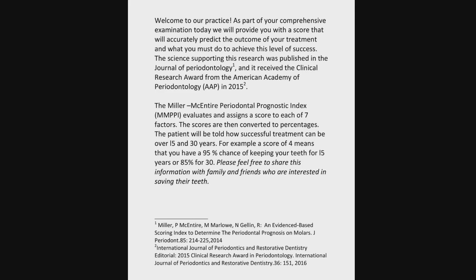It can be mailed to the patient in a pre-appointment packet. It can be given to the patient to read in the reception room before they come back, or it can be shared with them actually when they're in the operatory. But one thing, and this is very important, the patient needs to leave the office with the score sheet with today's score, the target score, and this information so that they may share this with family and friends who are interested in saving their teeth or in making lifestyle changes.